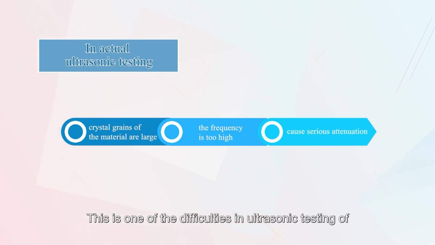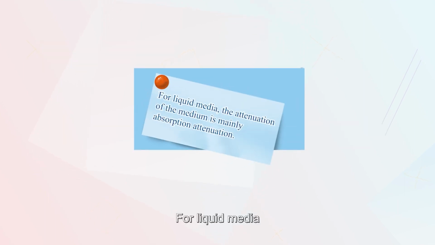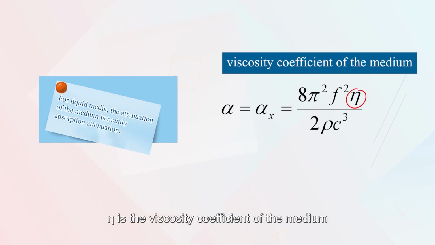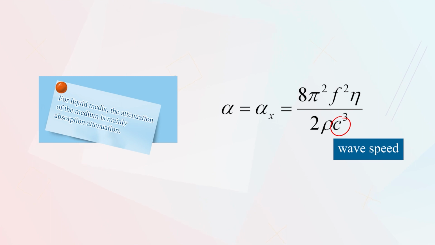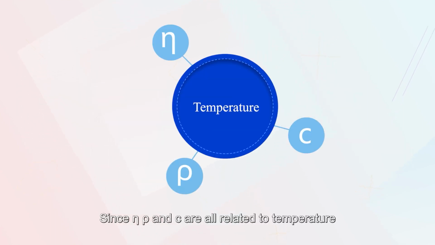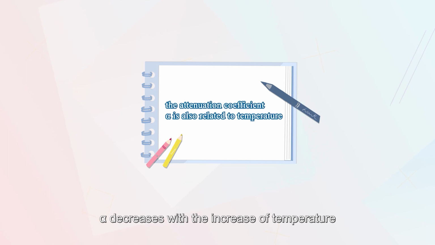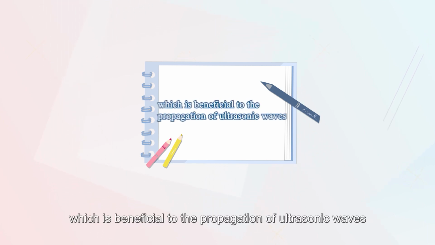This is one of the difficulties in ultrasonic testing of large grain, austenitic steels, and some castings. For liquid media, the attenuation of the medium is mainly absorption attenuation. In the formula, mu is the viscosity coefficient of the medium, and C is the wave speed. Since mu, rho, and C are related to temperature, the attenuation coefficient alpha is also related to temperature. Generally, alpha decreases with the increase of temperature, which is beneficial to the propagation of ultrasonic waves.